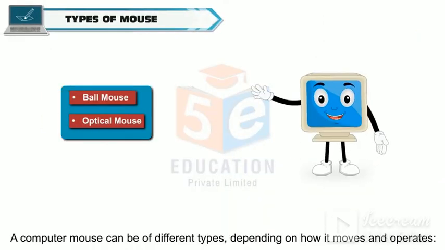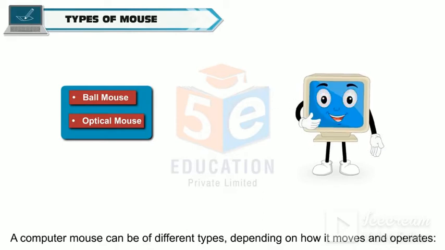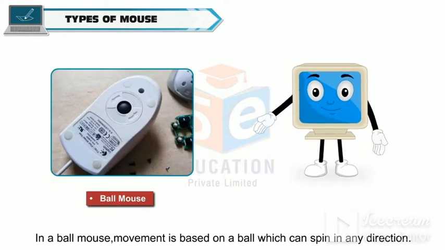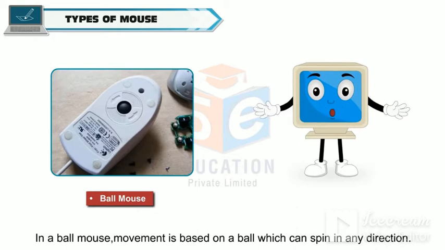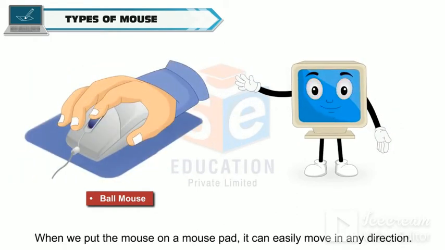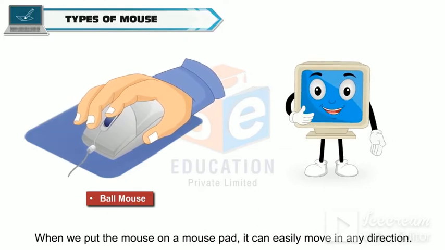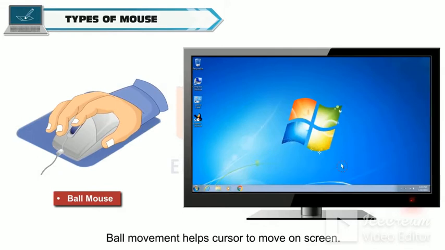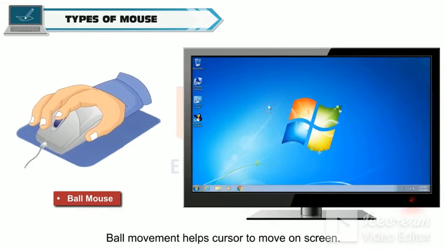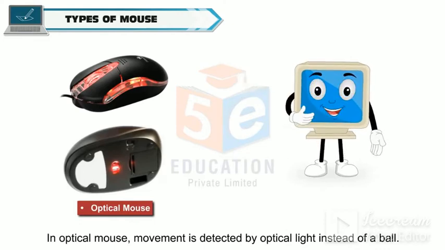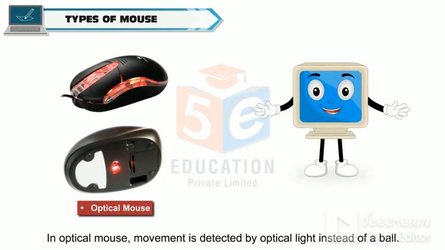A computer mouse can be of different types depending on how it moves and operates. In a ball mouse, movement is based on a ball which can spin in any direction. When we put the mouse on a mouse pad, it can easily move in any direction. Ball movement helps the cursor to move on screen. In an optical mouse, movement is detected by optical light instead of a ball.